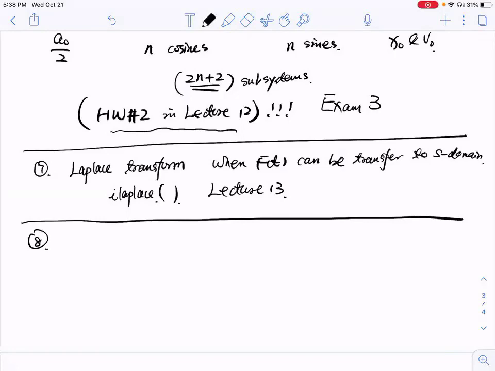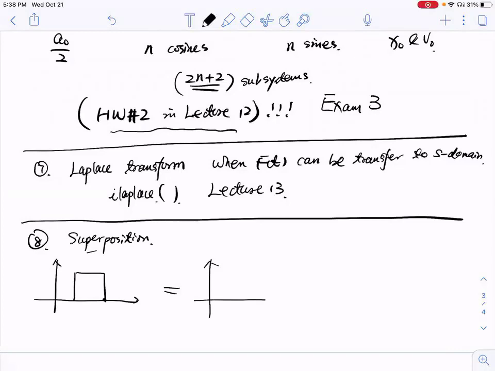Actually, the last case, I might have missed it. The last case is superposition. For example, in lecture 11, you already saw that whenever you have an impulse like this, you can decompose it into two step functions. That's your T1, that's your T2.